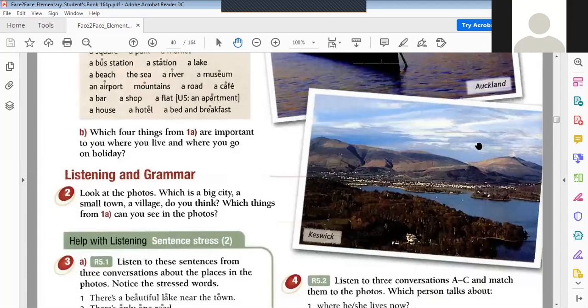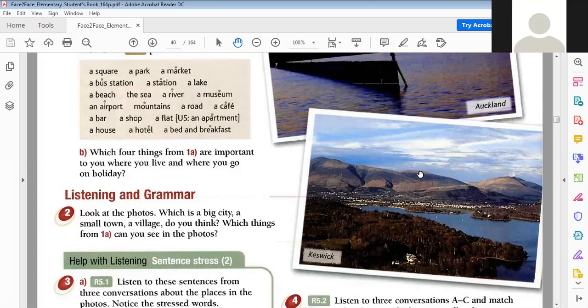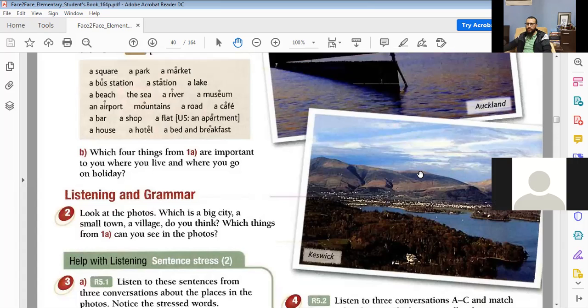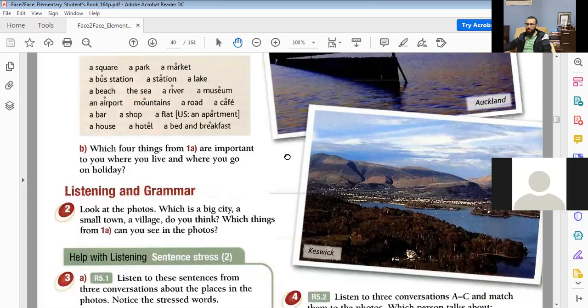Okay, what about photo number 2? Is this a village or a small town? Small town. I think small town. Maybe small town. Okay. Village, I think. Okay, so you think it's a village? Yes, I think village. Maybe small town, maybe village.